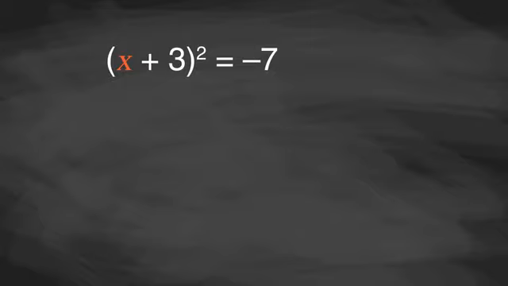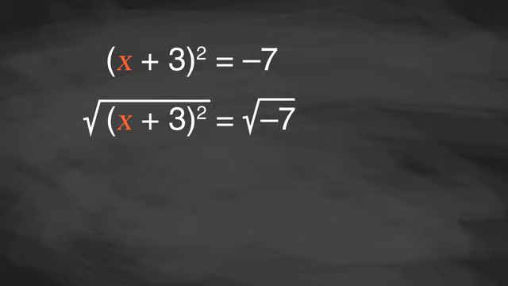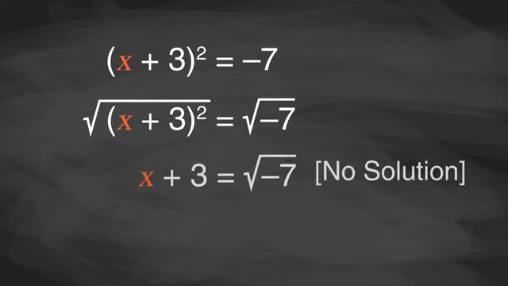How can we quickly solve the quantity x plus 3 squared equals negative 7? To determine a solution, if any, to this equation, take the square root of both sides. Notice there is a square root of a negative number. This means that there are no real solutions to the equation x plus 3 squared equals negative 7.